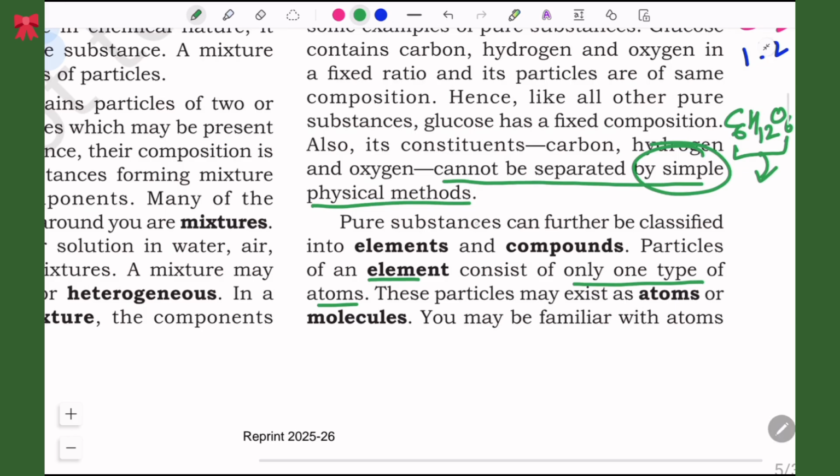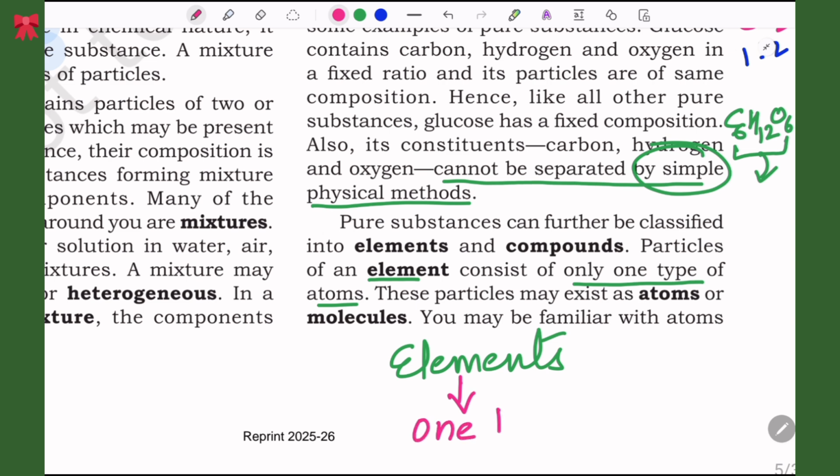Then pure substances can be further divided into two types, elements and compounds. So here I'll just give you some good examples of elements. Almost 118 elements are known in the periodic table. Elements will contain just one type of atom, whereas compounds will have different atoms. So particles of an element consist of only one type of atom, and they can be atoms or molecules.